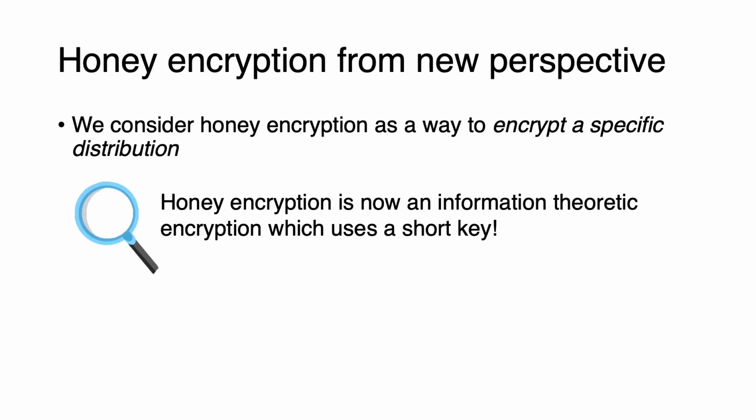The seemingly negative result on honey encryption becomes not so negative if we look from a different perspective. That is, we consider honey encryption as a way to encrypt a specific distribution. Honey encryption now becomes an information theoretic encryption, which works on this specific input. What's more, it also uses a short key, which corresponds to poor human-chosen passwords. As a result, honey encryption can be viewed as an information theoretic encryption scheme, which already uses a short key.